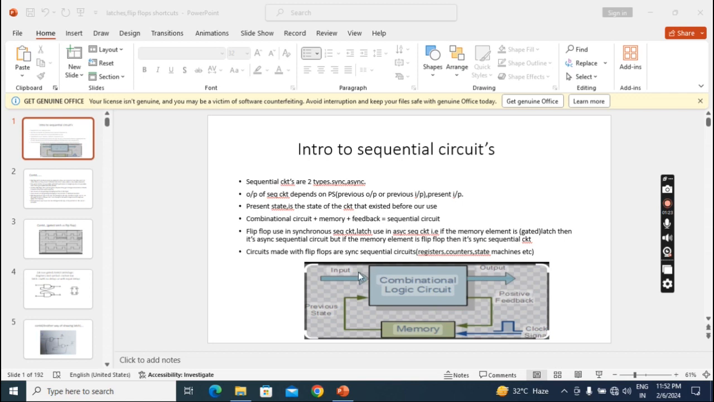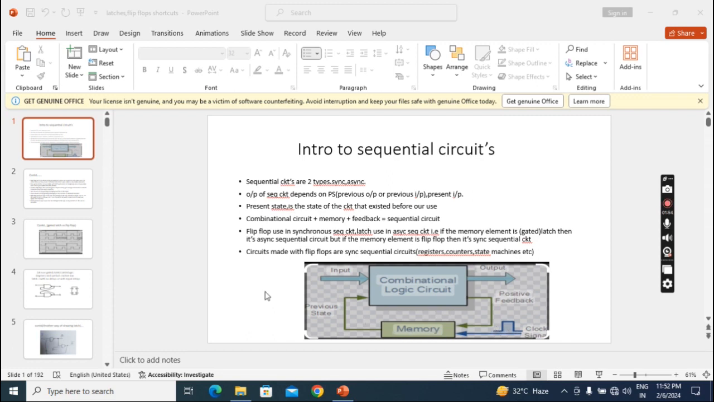Okay, see here for the combinational circuit we are applying input, and here we are taking output. The same output we are feeding back to memory, and to the memory we are applying a clock signal also. This memory output again we are connecting to the input of the combinational circuit. So if this memory is working with levels, then it will be a latch, a gated latch. If this memory is working with edges, then it will be a flip-flop.